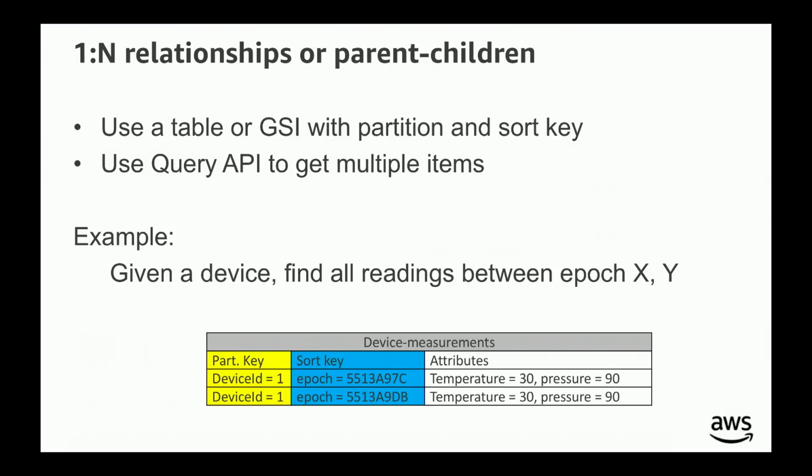So if you are storing this data, you could use a table with the partition key as the device ID and the epoch as the sort key. And the combination of this should be unique. That's about the only constraint you have to worry about.